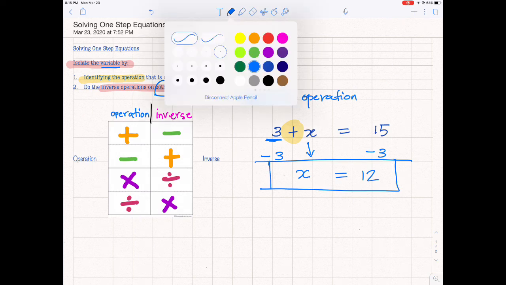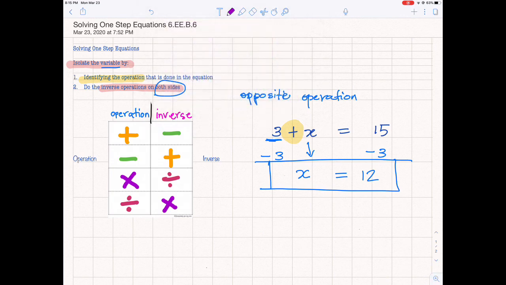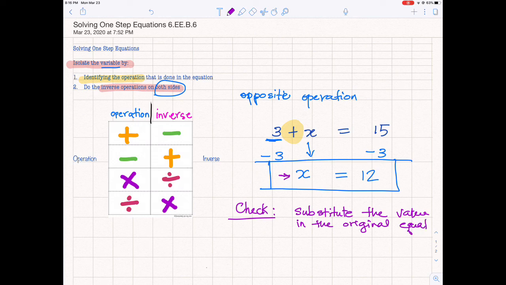I can't stop here because I have to know if this value that I chose for x is correct. So I have to do a check. Let's do the check. This is how you do the check. You substitute the value in the original equation, which is 3 plus x is equal to 15.